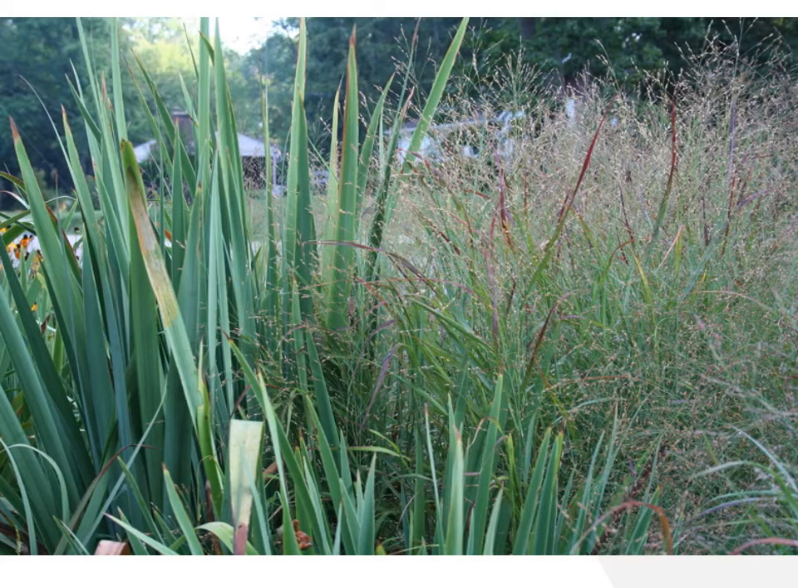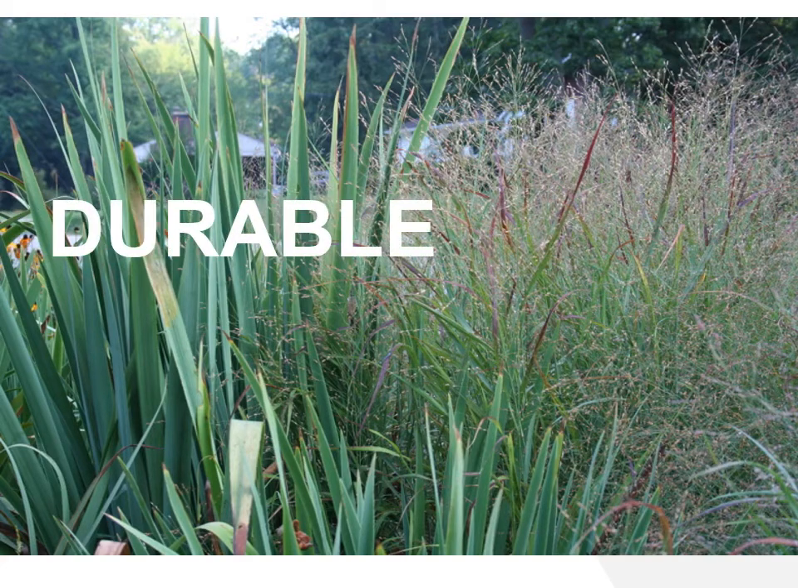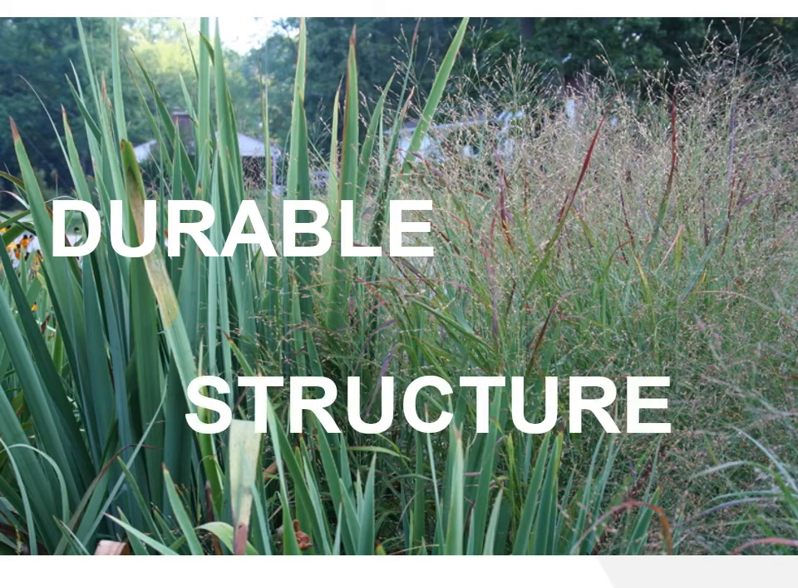Some native plants, like this iris and switchgrass, are really durable. They can withstand very wet conditions and very dry conditions. Perhaps more importantly, their structure can slow the velocity of flowing water and catch sediment or trash if placed in the right place in a rain garden.